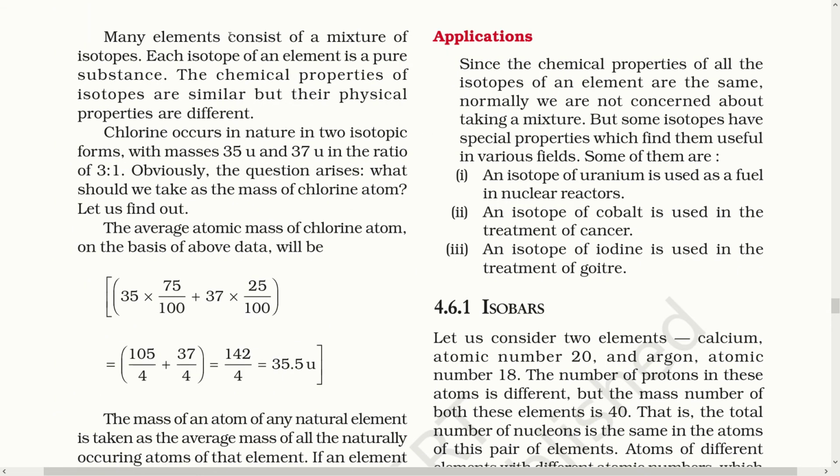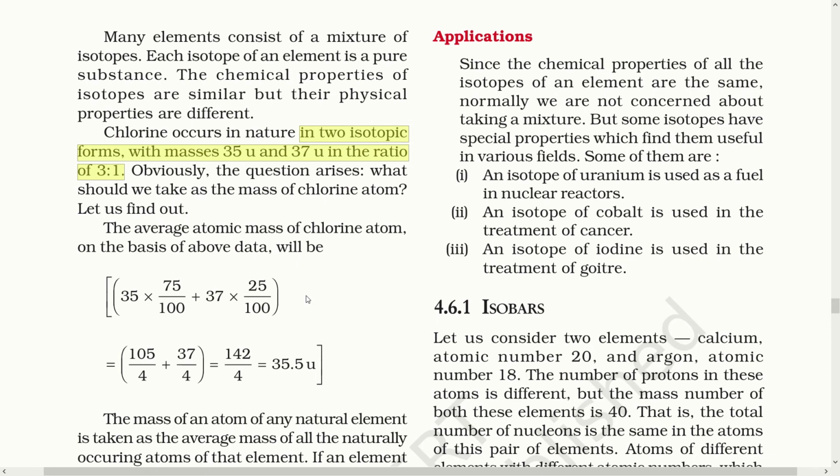Many elements consist of a mixture of isotopes. Each isotope of an element is a pure substance. The chemical properties of isotopes are similar, but their physical properties are different. Chlorine occurs in nature in 2 isotopic forms. They are with mass 35 u and 37 u in the ratio 3:1. Obviously, the question arises, what should we take as the mass of a chlorine atom? The mass of the chlorine atom thus would be the average atomic mass of the chlorine atom.